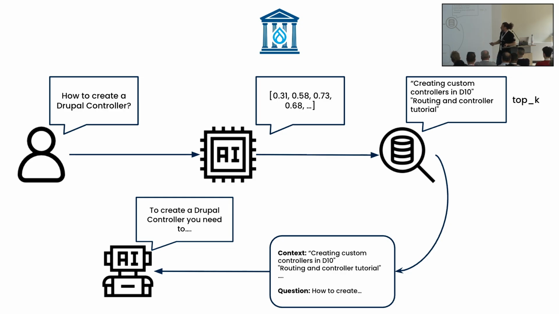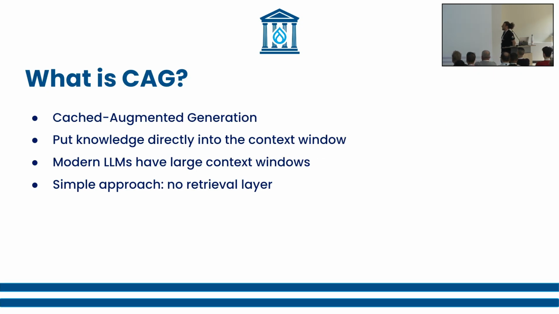Well, that is possible and is called CAG, which is Cached Augmented Generation, where we put the whole site knowledge, the site content, into the context window. Because modern LLMs have really, really large context windows. I remember a few years ago when we started with ChatGPT, we had like a 2,000 token context window, 4,000, and 16,000 was amazing. Now we are at an average of 200,000 tokens or 1 million tokens as well.